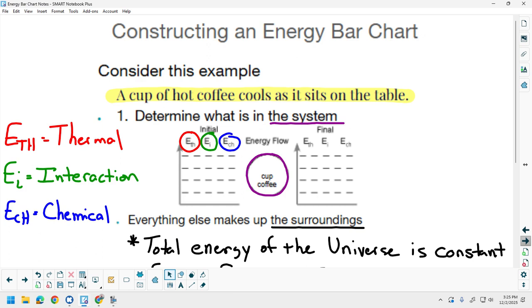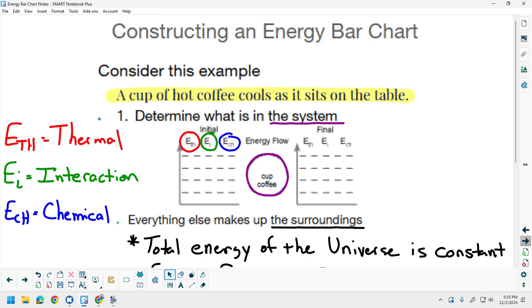And so constructing an energy bar chart, if we look at the example that's listed here, a cup of hot coffee cools as it sits on the table. So this is something I deal with every day. I pour my coffee in the morning and it's nice and hot, and then 20 minutes later, it's ice cold, or at least room temperature.